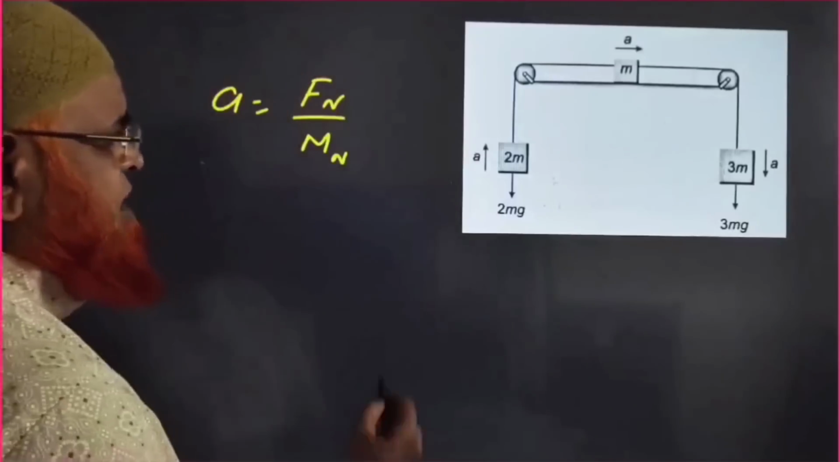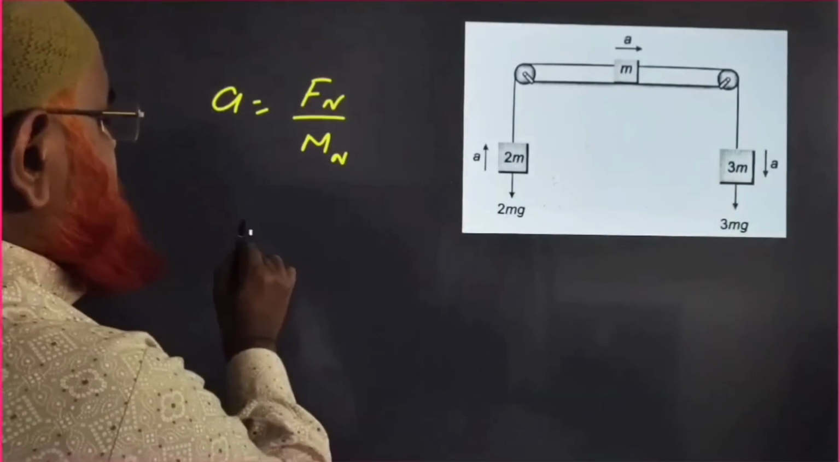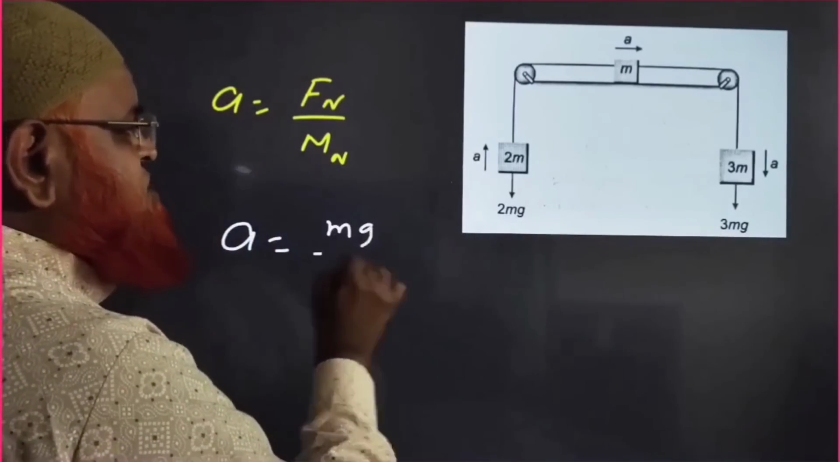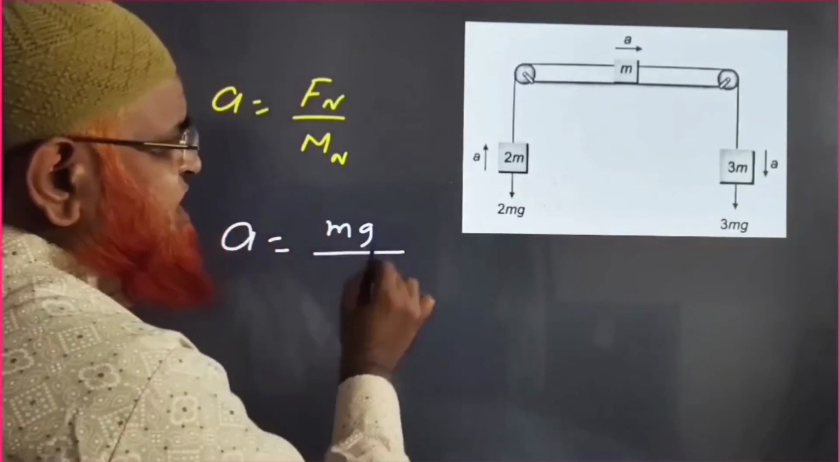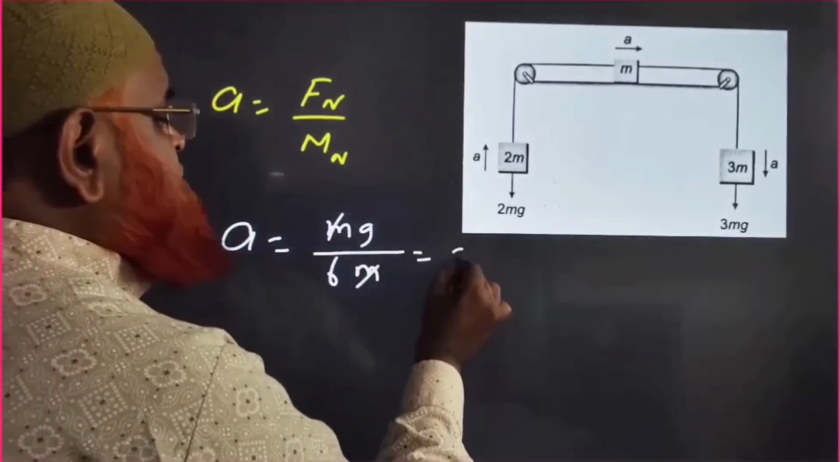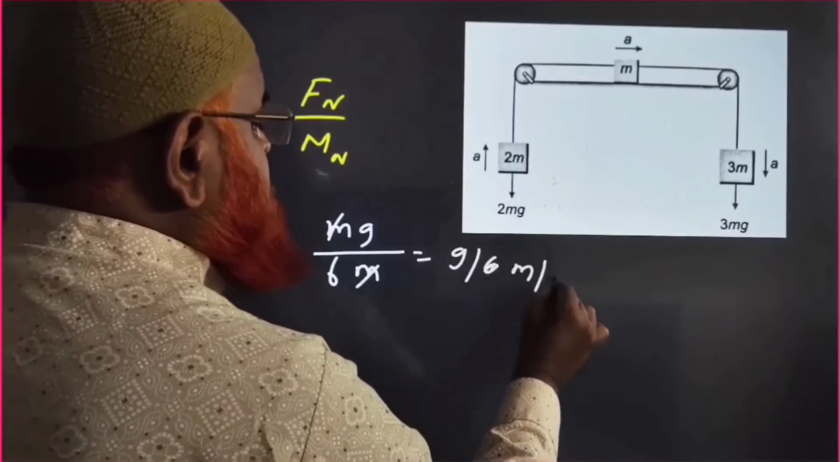In the next case, here also acceleration is net force by net mass. Net force means the difference of the hanging bodies, 3mg minus 2mg, which is mg, and adding the three masses, that is 1 plus 2 plus 3, 6m. So therefore it is going to be g by 6 meter per second square.